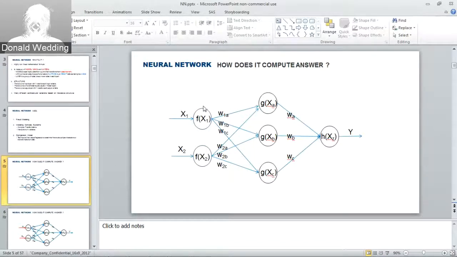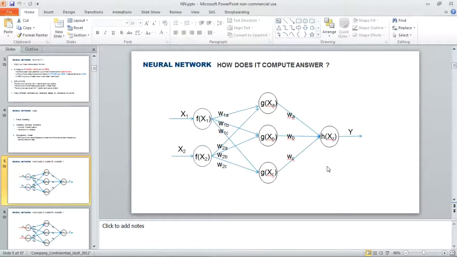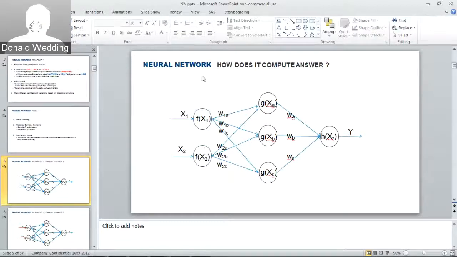Remember I said the circles are nodes and they do math. The lines are links, and this is where we multiply numbers. So I do some math, multiply it, shove it into this node and do some more math. Then I multiply it by a number and shove it over here and do math. So the circles are doing math, the lines are doing multiplication. These are layers, so each column is a layer. So what happens is, I'll show you what's going on.